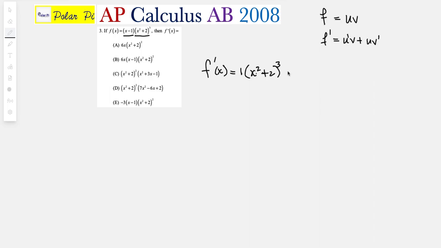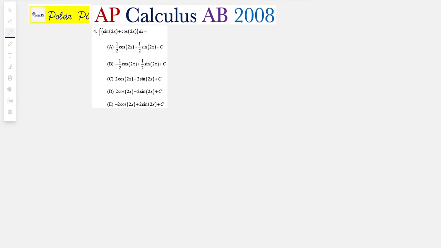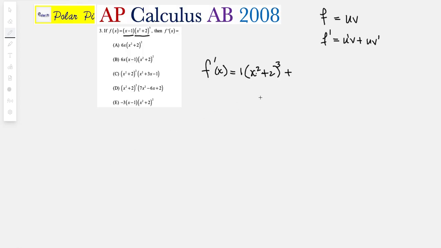Okay. And then I missed sketchbook. No, this is fine. Plus, okay. I'm using this because I can flip through the pages quicker, right? Okay, and then u is x minus 1, right? And then v prime is 3 times x squared plus 2 squared times 2x, right?